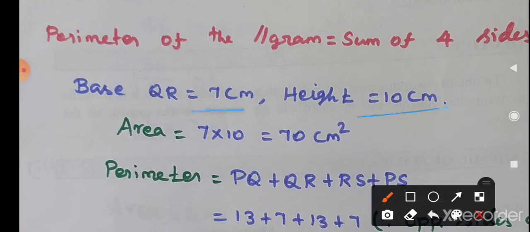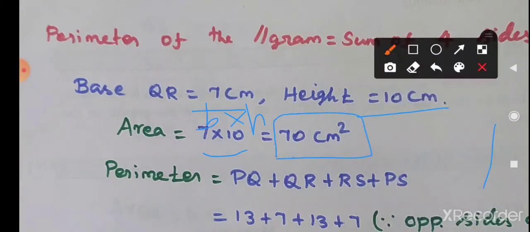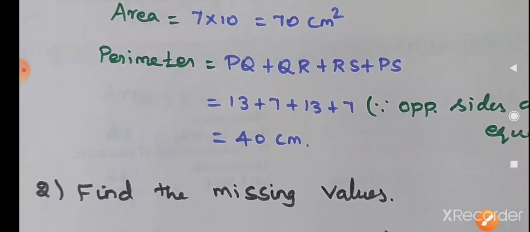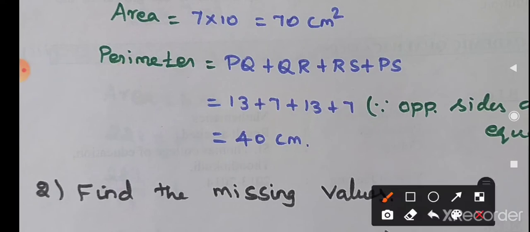The area is base into height, breadth into height. So 7 into 10 is equal to 70 centimeter square. The perimeter is the sum of 4 sides: PQ plus QR plus RS plus PS. So 13 plus 7 plus 13 plus 7. 13 plus 7 is 20, here also 20. So 20 plus 20 is equal to 40 centimeter.